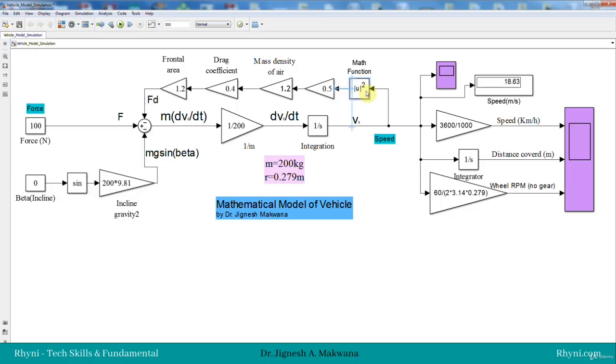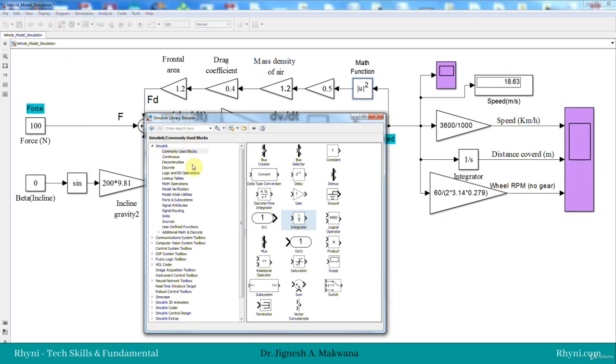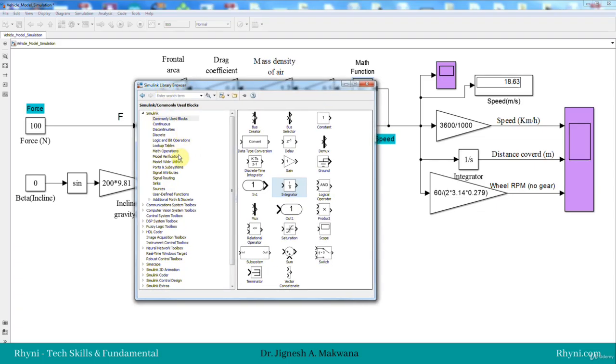Here we need to use the squared output because we also need to use the sign of velocity, so that if velocity is reversed, the direction of force Fd should also reverse. But because here we are not going to reverse the direction or apply a negative force, for the moment we can let it be only the math function as a square. You can find the math function from the Simulink library, math operator.